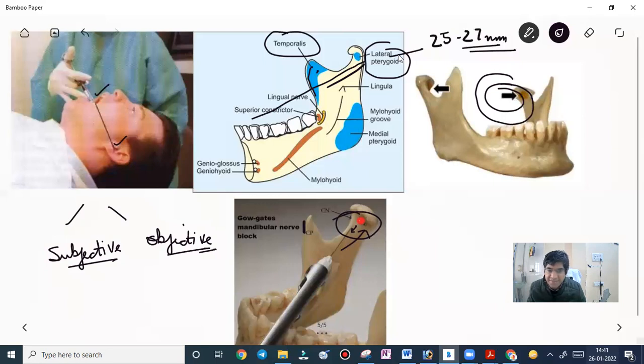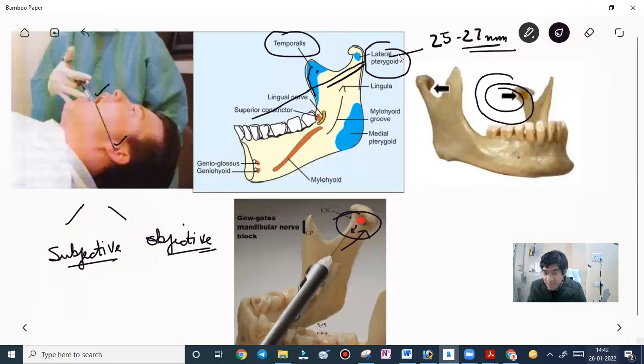Now, what are the objective signs that you will see that can be felt using the instrument? That is, no pain is felt during the dental therapy. Now, what the complication can occur due to the failure of anesthesia is hematoma, trismus, or temporary paralysis of the cranial nerve. So this was all about Gow Gates.